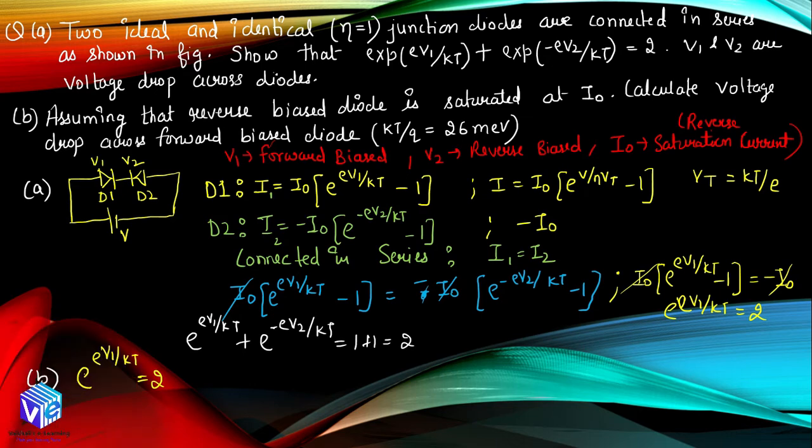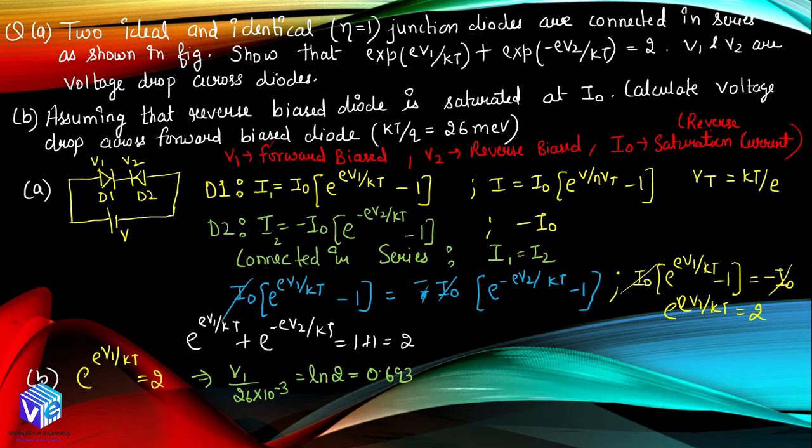It is given that kT is equal to 26 milli electron volt. So kT by e will be 26 millivolt, and I can replace it. I can take the ln on both sides. So what I am left with is V1 upon 26 into 10 raised to power minus 3 equal to ln of 2. Now ln of 2, I know, is 0.693. So I can put its value, and now we can find V1.